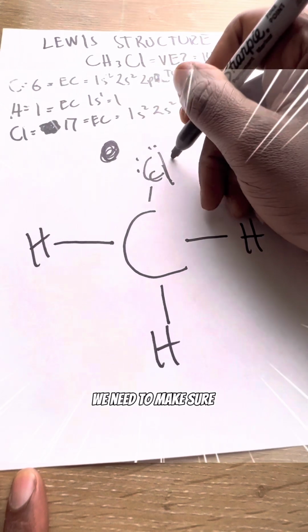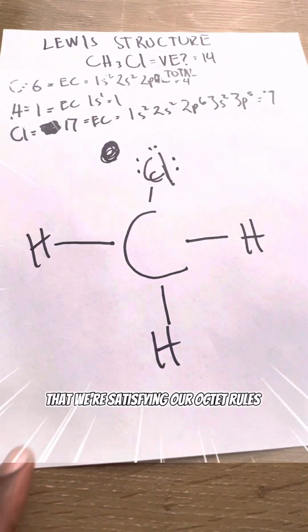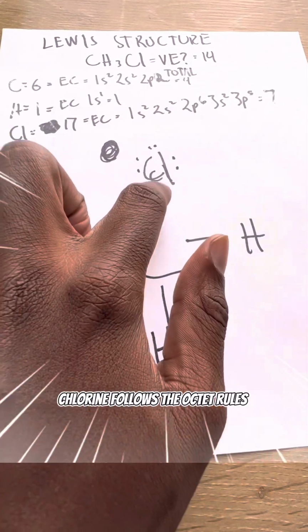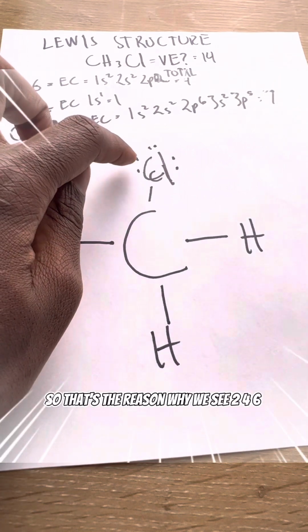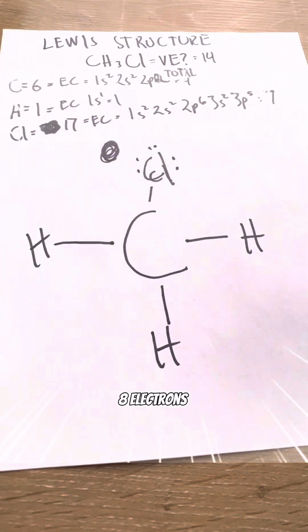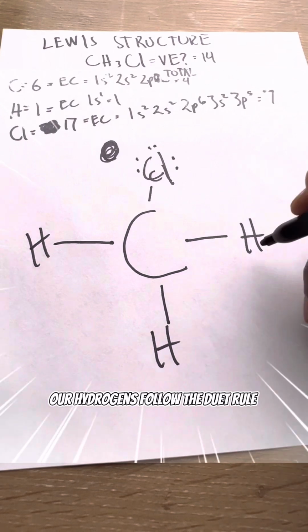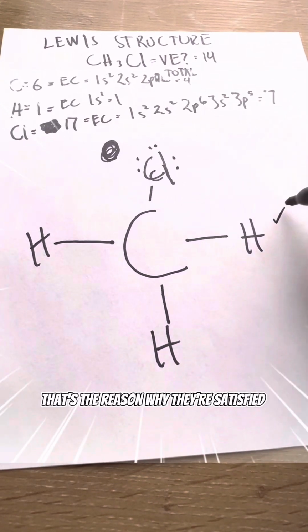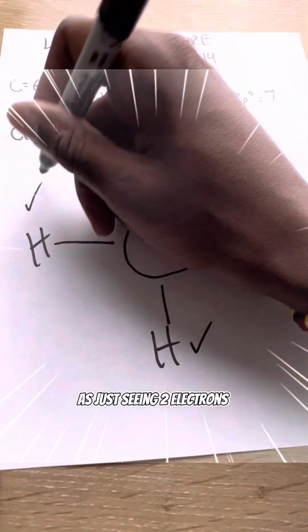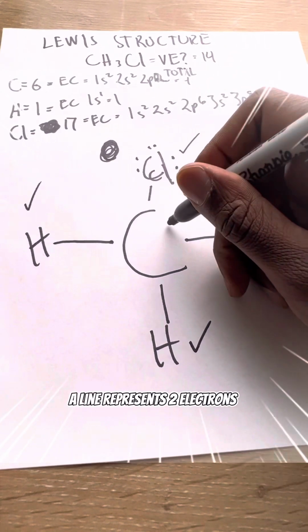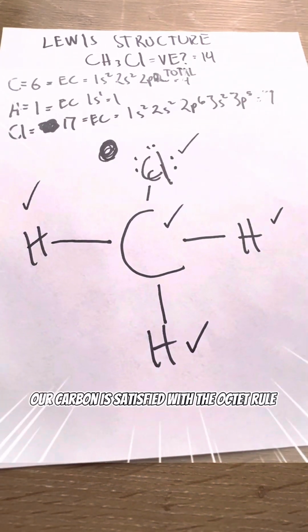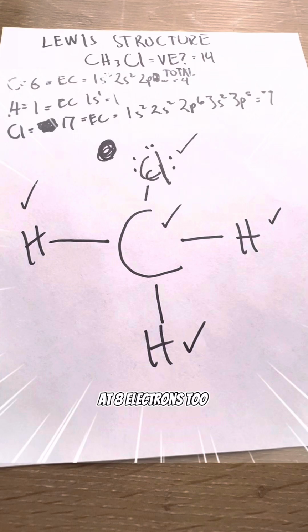So with Lewis structures, we need to make sure that we're satisfying our octet rules and our duet rules. Chlorine follows the octet rule, so that's the reason why we see 2, 4, 6, 8 electrons surrounding it. Our hydrogens follow the duet rule. That's the reason why they're satisfied as just seeing 2 electrons with those lines, right? A line represents 2 electrons. My carbon is satisfied with the octet rule at 8 electrons too.